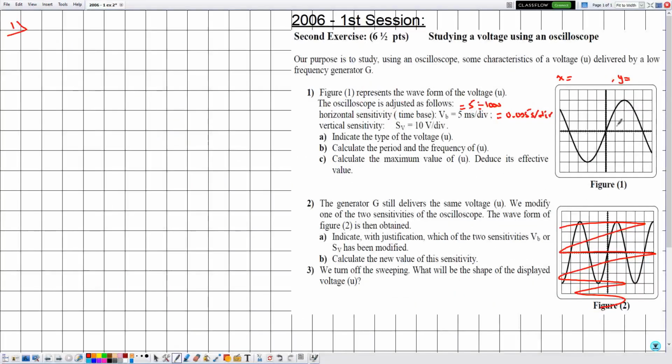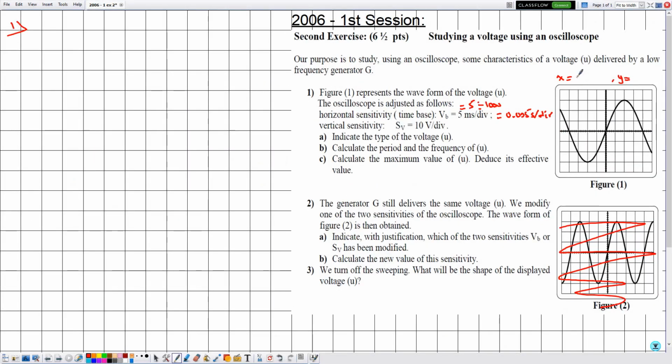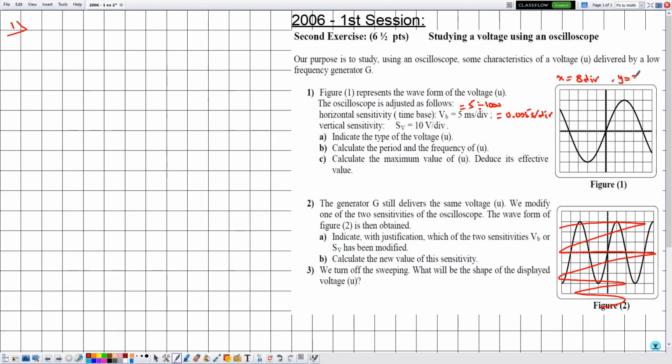Then we will count the number of divisions along the x from the center. Let's choose a point, skip a point and choose another point. And the number of divisions along the x-axis in this case is given by 1, 2, 3, 4, 5, 6, 7, 8. Then the value of x is given by 8 divisions. And y represents the number of divisions from the center to the maximum point reached by the waveform. So this is the center. The number of divisions is given by 1, 2, and 3. So y represents 3 divisions.